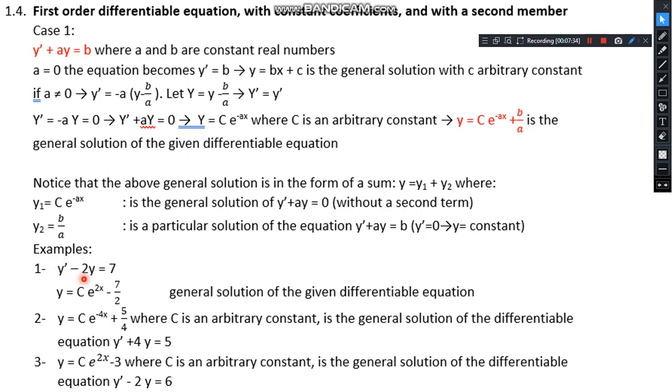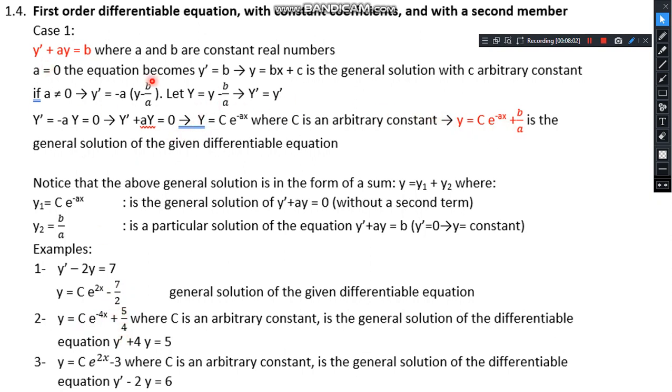If you have y prime minus 2y equal to 7, this is of the form y prime plus ay equal to b. So directly you write y equals c e power 2x plus b over a, which is minus 7 over 2, the general solution. This c e power 2x is called the general solution, and this minus 7 over 2 is called the particular solution.